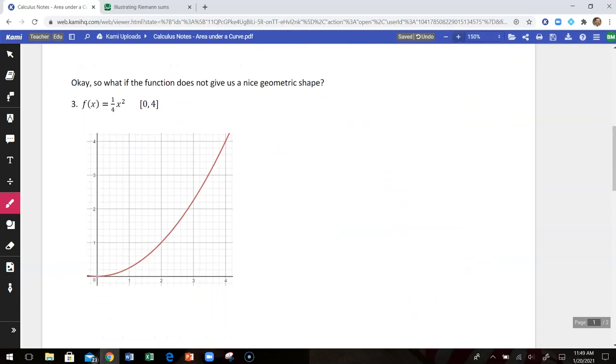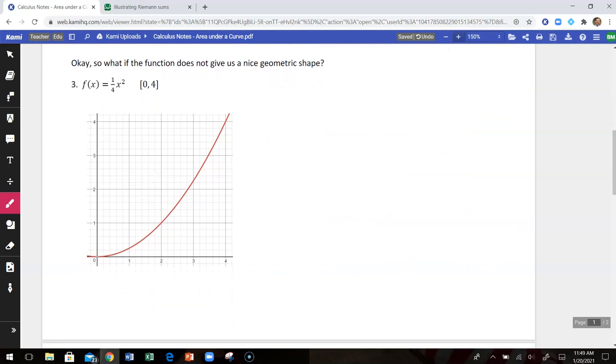Well, the question becomes, what do we do if our graph doesn't give us a nice geometric shape? So now we have 1/4 x squared. We're going from 0 to 4. And so now I want to try to find this area under the curve here above the x-axis. But that's not a geometric shape. That's not a triangle, right? It's kind of like a triangle, but we've got a curved side there. So how do I use a geometric formula to figure that out? And the answer is you can't. Okay, so we're going to start talking about how I find that area without using a geometric formula.